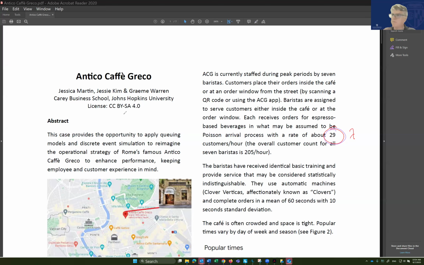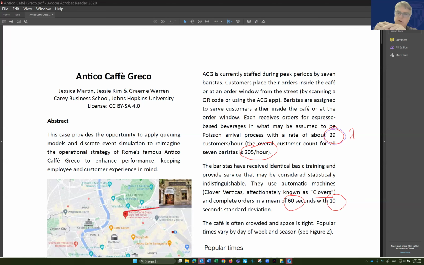If they're working as a pool of baristas, serving some portion of the overall arrival load, then they're potentially facing 205 customers per hour or some fraction of that, however you're parceling up the arrivals. The other key information here is that if you're working with a clover, which is the base case, mean processing time is 60 seconds with a standard deviation of 10 seconds.